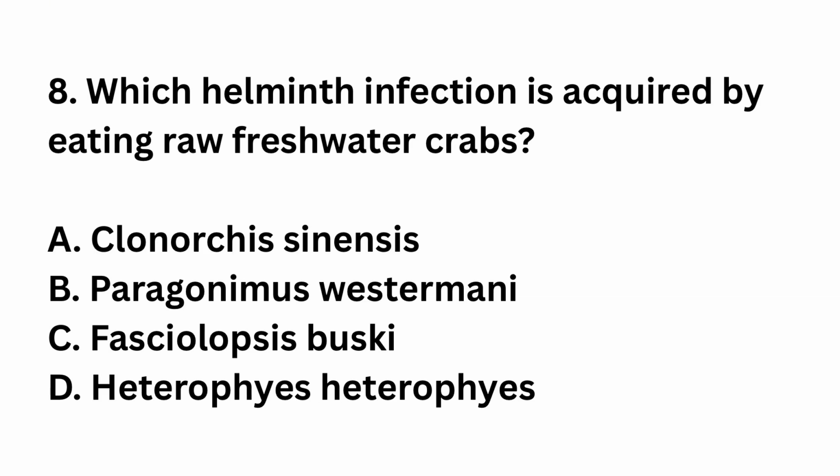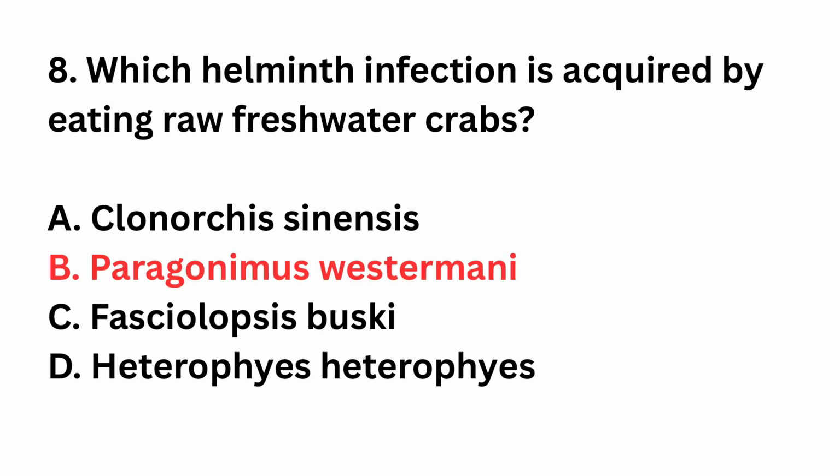Question number 8. Which helminth infection is acquired by eating raw freshwater crabs? Clonorchis sinensis, Paragonimus westermani, Fasciolopsis buski, Heterophyes. The right answer is option B, Paragonimus westermani. Metacercariae in crabs infect humans. The parasite primarily affects the lungs.